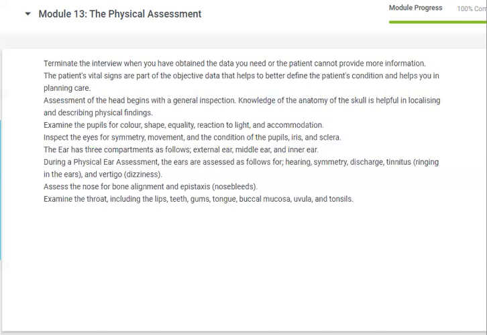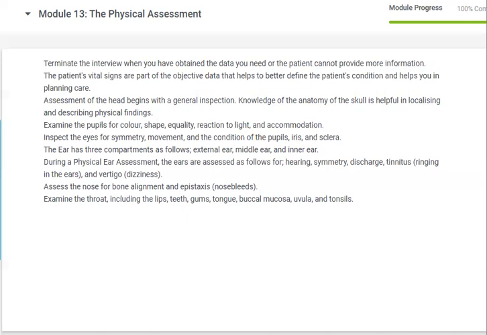Assessment of the head begins with a general inspection. Knowledge of the anatomy of the skull is helpful in localizing and describing physical findings. Examine the pupils for color, shape, equality, reaction to light, and accommodation. Inspect the eyes for symmetry, movement, and the condition of the pupils, iris, and sclera.